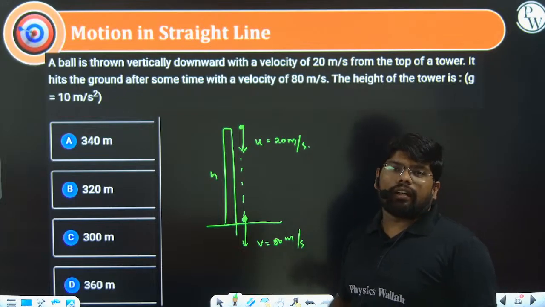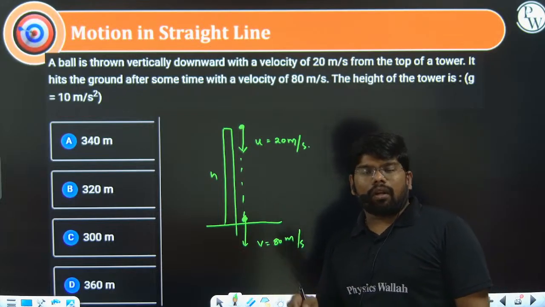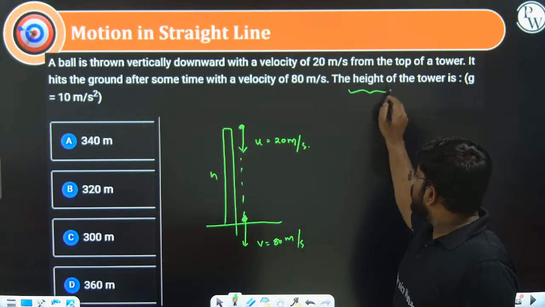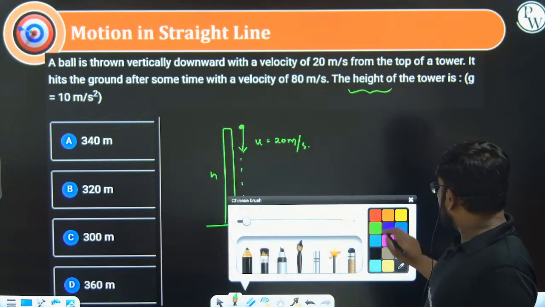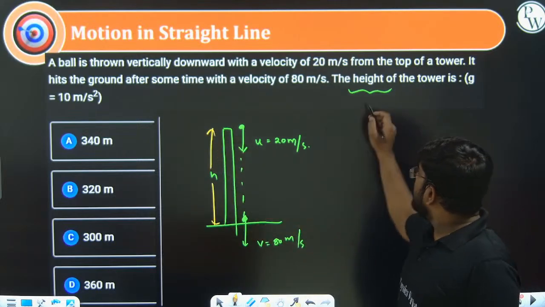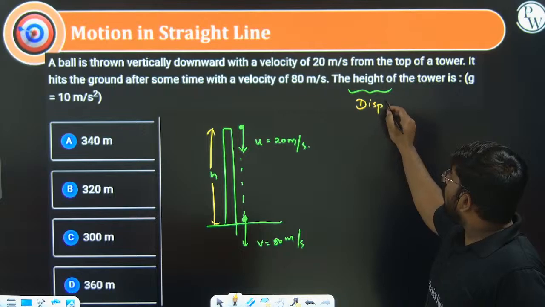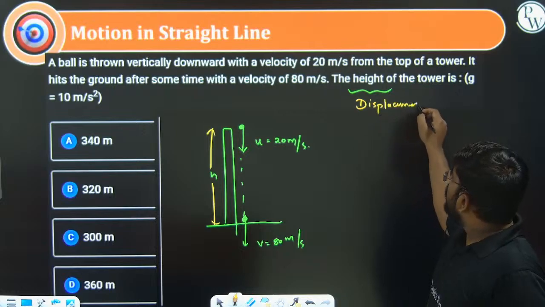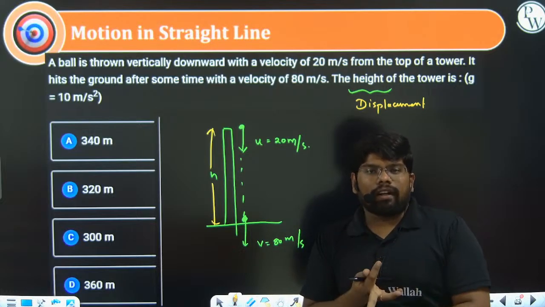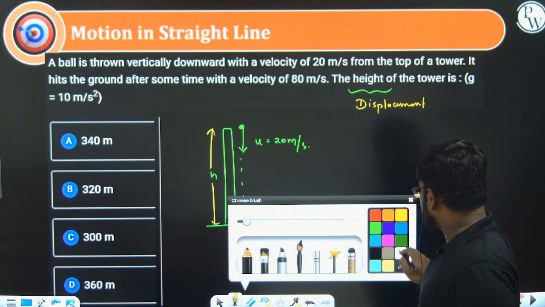Now again we are solving. I already gave you the hint: we are solving the questions based on equation. They're asking the height. Where is the height involved here? As a starting point and final point, that is a displacement. So we want to find displacement. If you know initial velocity and final velocity, how to find displacement? Which equation to be used?